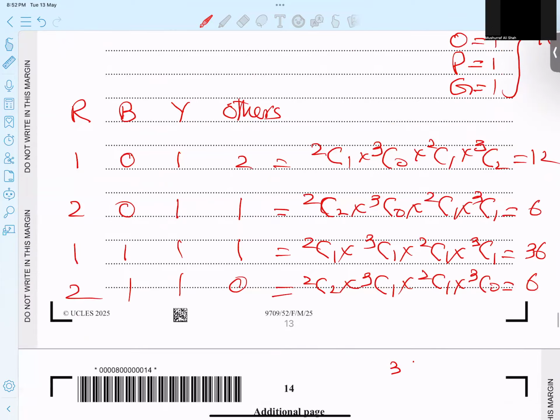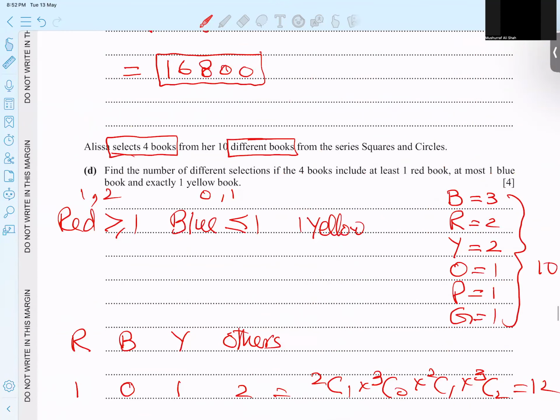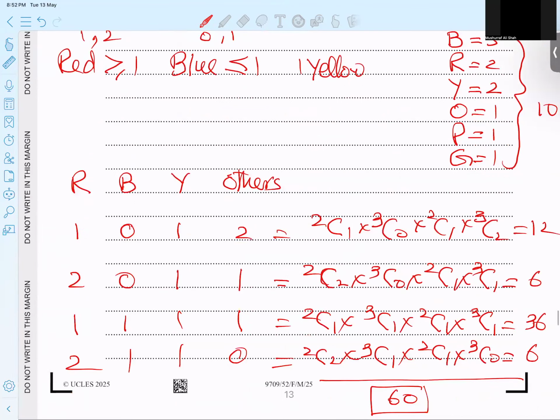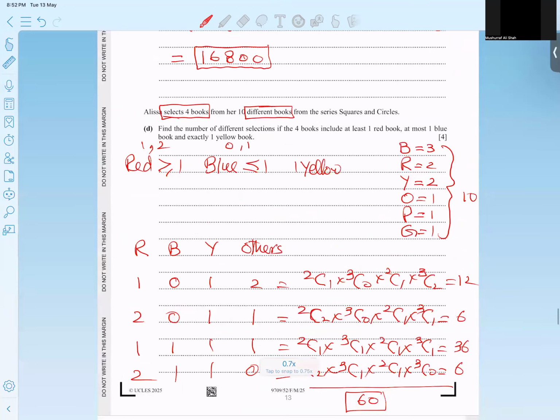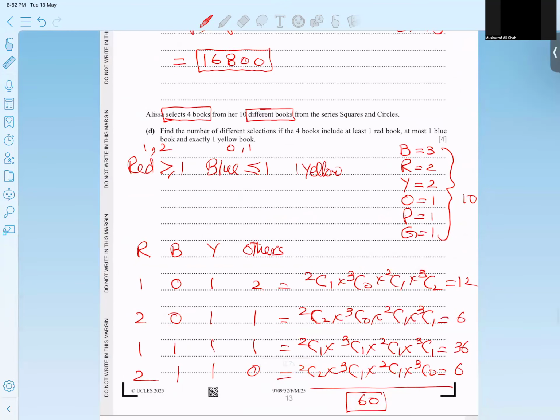So wait a minute. Let me check: 12 and 12. I got 36 and 48, 48 and 12, so 60. So I got 60 options. And what he was asking is to find the number of different selections. So I hope the concept is very clear, and this question is completely over.